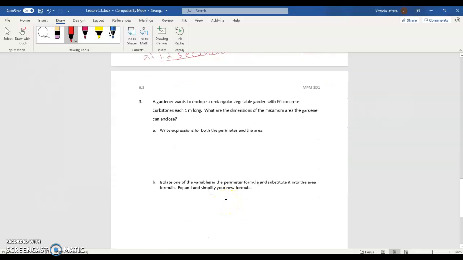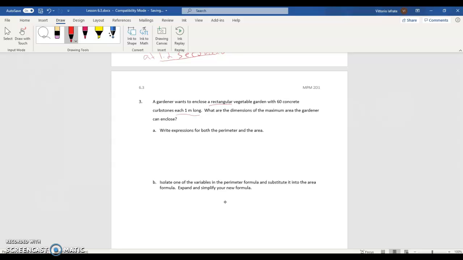Okay, we're going to start off this next question. We might not have time to finish it in this video, but at least we'll get it started. So a gardener wants to enclose a rectangular, so that's important here, rectangular. A lot of you are making square ones. Rectangular vegetable garden with 60 concrete curbstones, each 1 meter long. What are the dimensions of the maximum area the garden can enclose? So first, write expressions for both perimeter and area, and then isolate one of the variables in the perimeter formula and substitute it into the area formula, expand and simplify your new formula.